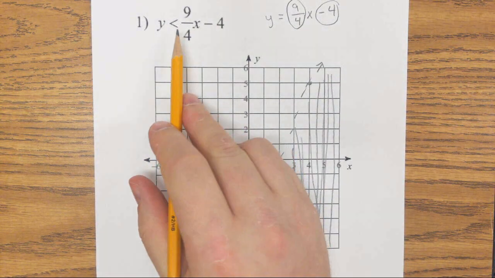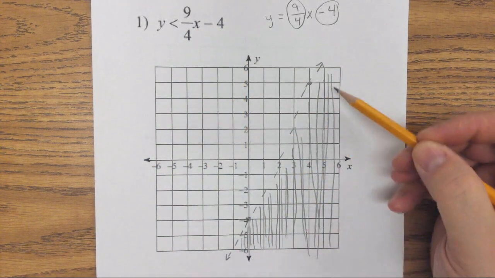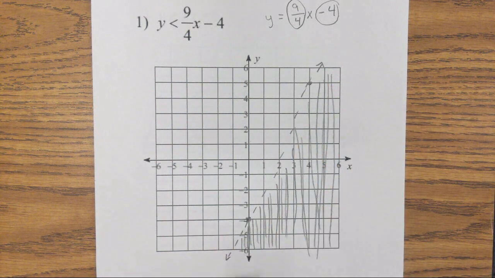Okay, so y is less than 9/4 x minus 4. We draw our line, and then we shade beneath our line depending on whether the line is dashed or solid. Let's do one more.